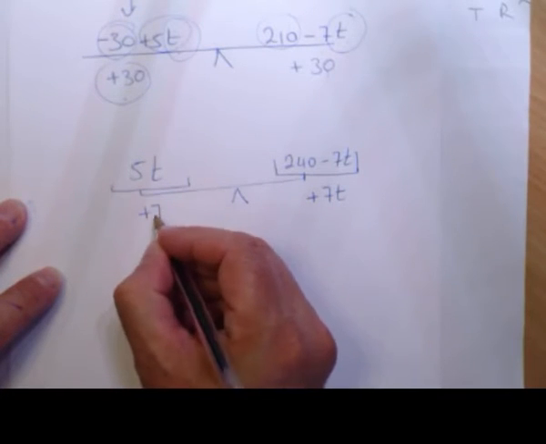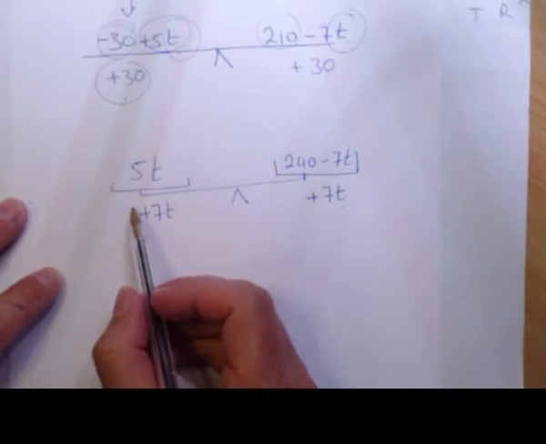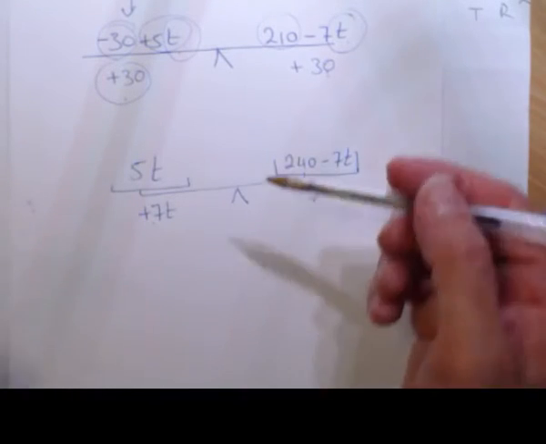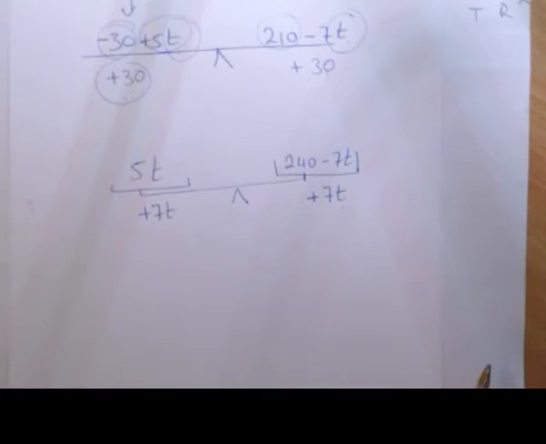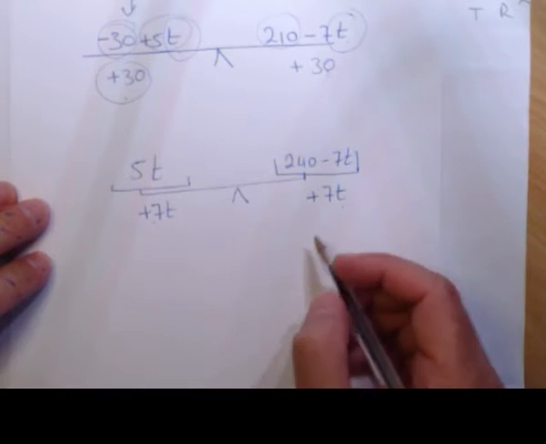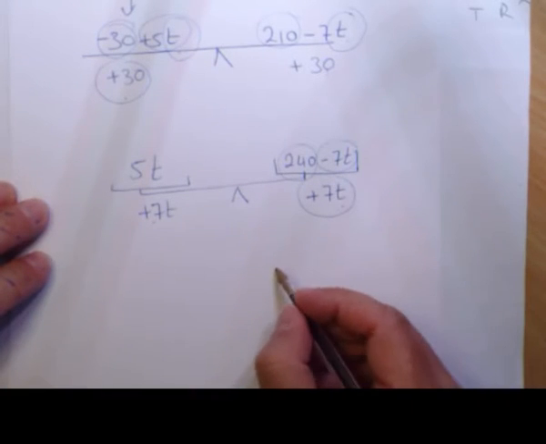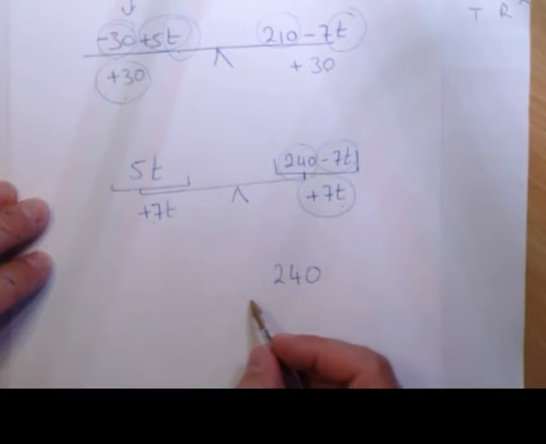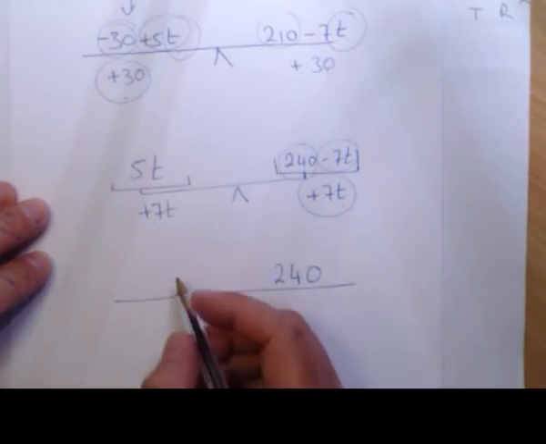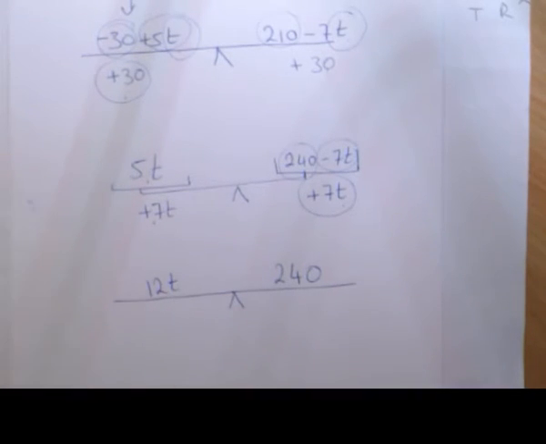And of course, if I add 7t to the right hand side, I have to do exactly the same to the left, because it's like a seesaw. And if I don't do the same thing exactly to both sides, it'll no longer be balanced, and that doesn't help at all. So why did I add 70 to the right hand side? Well, I think you can guess that 240 minus 70 plus 70 gives us the value 240 all by itself. If I add 70 to 5t, I get 12t on the left hand side.